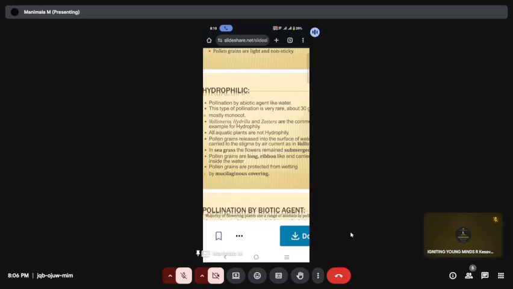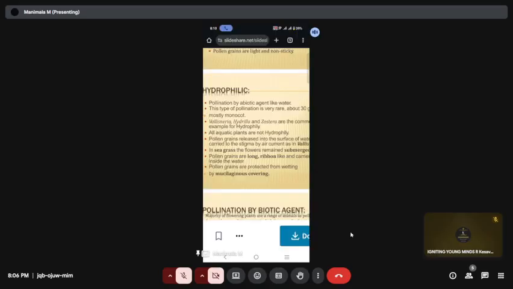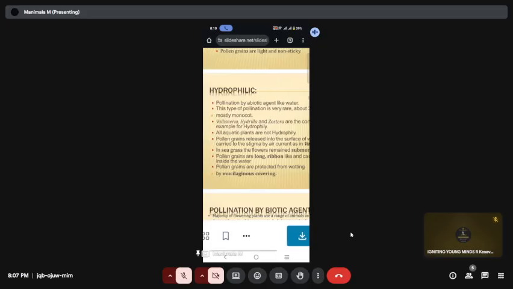Okay. But here, it is sticky but unwettable. And the pollen grains are protected from wetting by a mucilaginous covering. With the help of that, the pollen grains can be protected. For example, in Vallisneria and Hydrilla, the pollen grains are covered by a mucilaginous coat, which prevents wetting. Okay? So this is the general characteristic of the flowers.